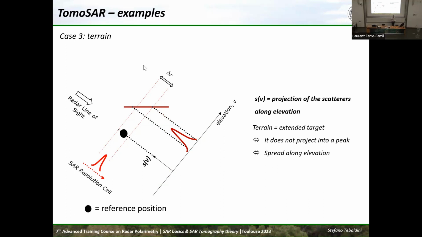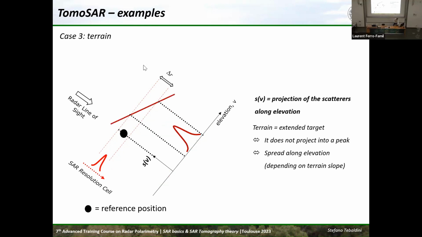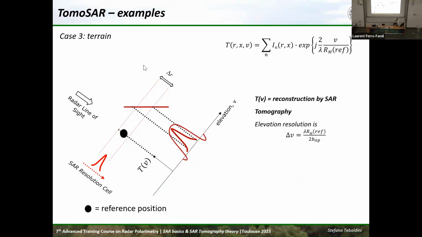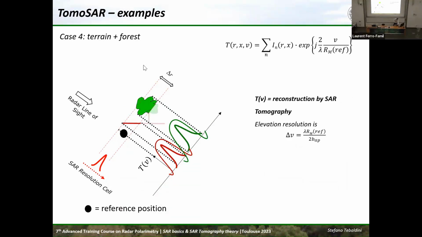This is the case for a terrain. Keep in mind that the terrain is an extended thing, so it's not just a point. When you take the projection, you have some spread, which, by the way, will depend on the terrain slope. Okay, this is not very important. And then this is the case for a forest. We have a terrain, we have trees, we get the projection, and so we expect that our Fourier transform will produce some signal for the terrain, and then some signal that represents the forest canopy.